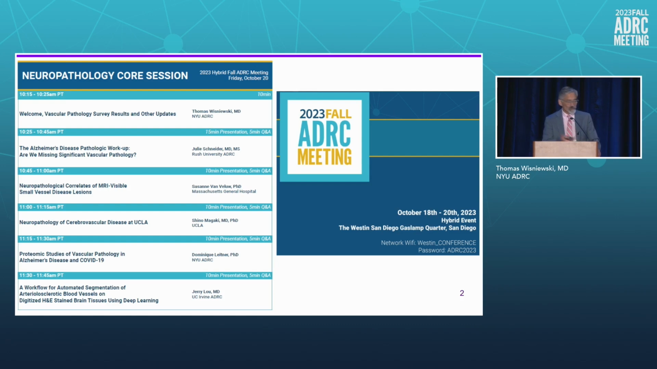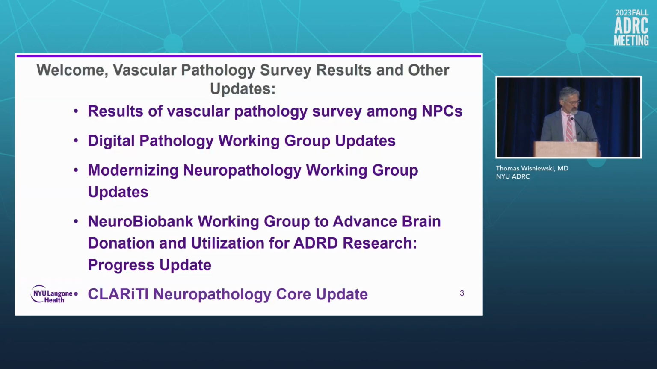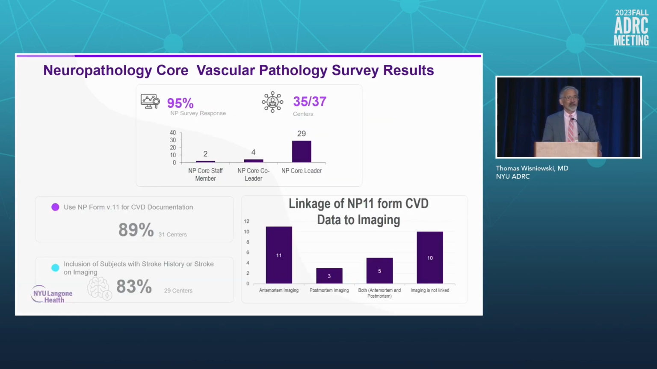So what I will be talking about in my short intro is first the results of the Vascular Pathology Survey. I'll be giving some brief updates from 3 work groups and very briefly speaking about the new Clarity project. The Neuropathology Core leaders were extremely diligent and timely at answering the survey questions, so thank you.